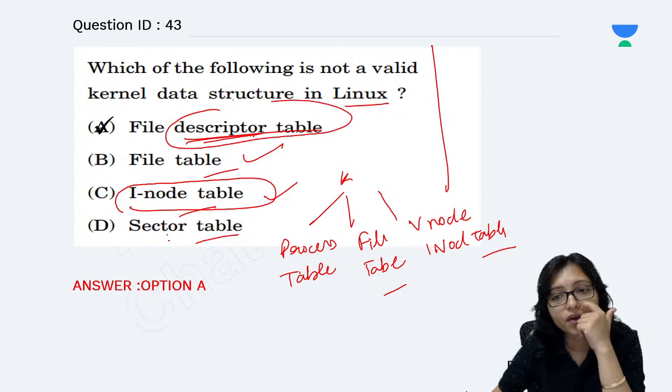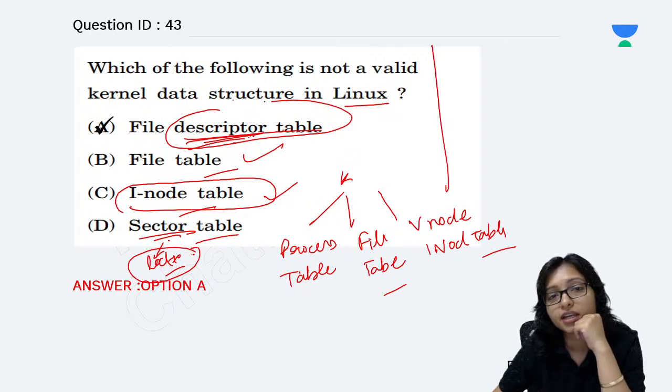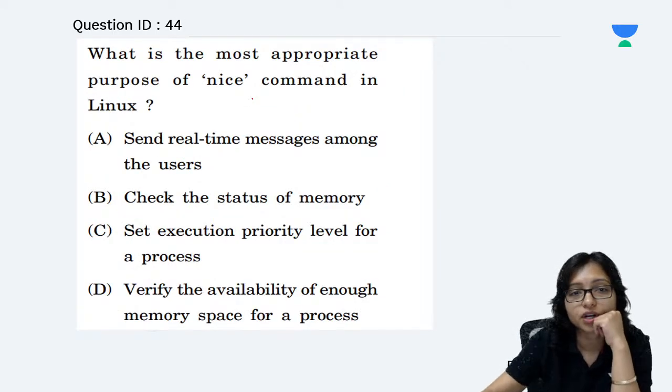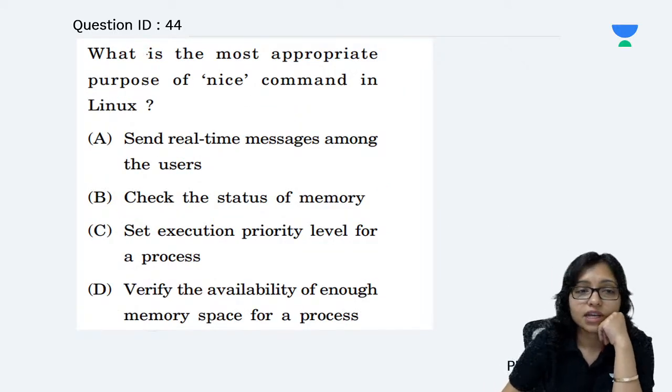Sector table means where, which area. Sector means where it is. It is like a location of the table. Sector means location, so location will be there. But the descriptor is the description, so the descriptor is not there in the kernel. So this answer is correct. There is no doubt. Now the next one.